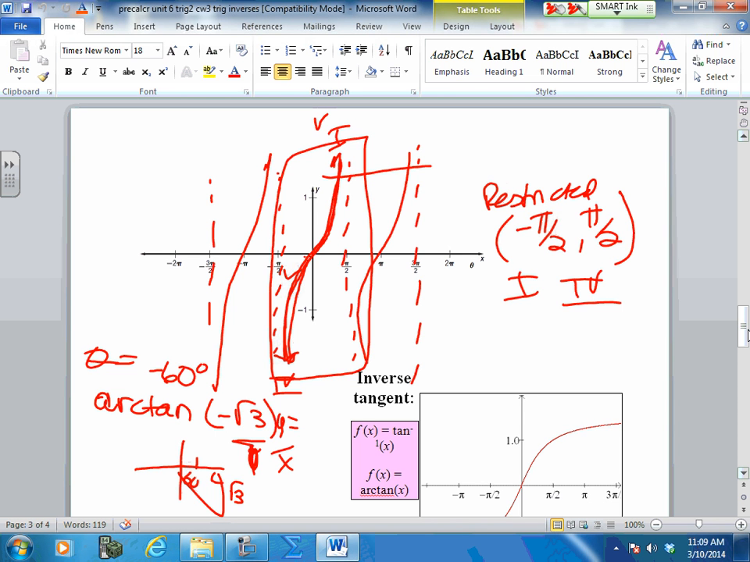Okay? So what you have to do is you have to visualize your curves. Just restrict your domain. You're going to get 2 quadrants. One is a positive, one is a negative.